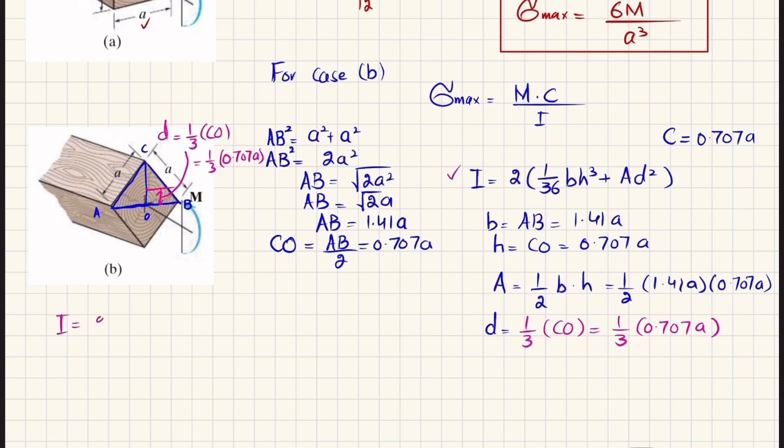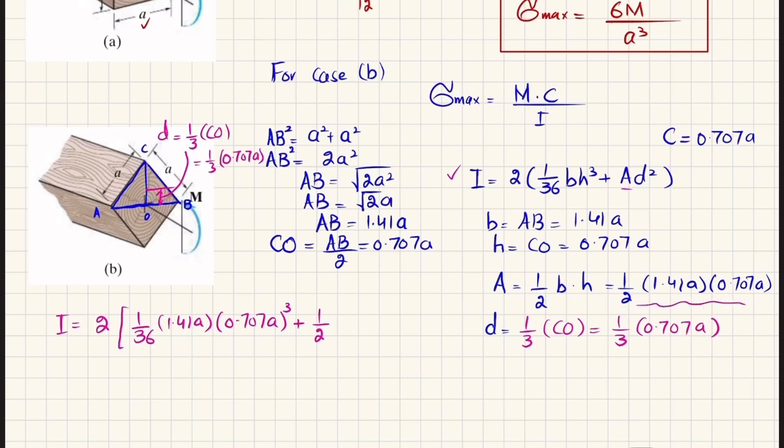So I will write I is equal to 2 times. Why 2 times? Because we have two triangles. One is this one, another one is this one. So 2 times 1 over 36. Clear? B, the base, is this one AB, which is 1.41 times A, and height is CO, which is 0.707 A, power 3, plus 1 over 2, which is the area.